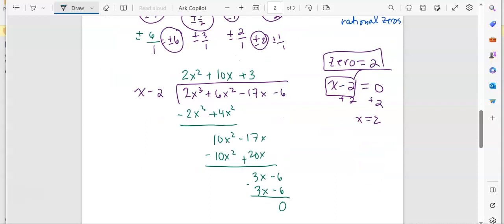So now, once you've done that, you end up with 2x squared plus 10x plus 3. It does have a remainder of 0, so again, we know that 2 is a 0. That's one of the reasons why we know that 2 is a 0. And again, if we looked at those options, both of them had that. Now, to see if it has any other zeros, what you could do is take one of the answers from the answer key and divide that out. Or because these are rational zeros, you could just see if this factors.